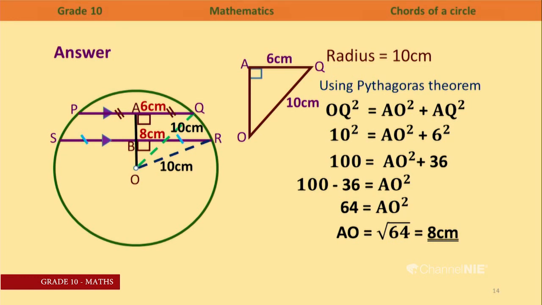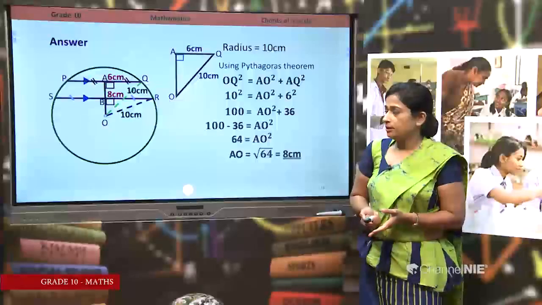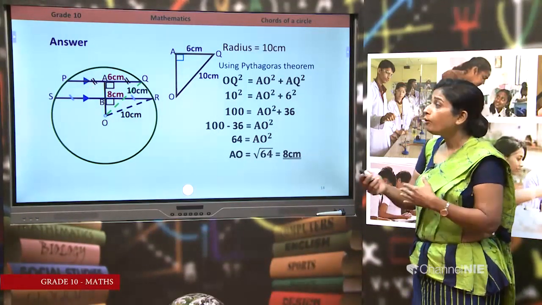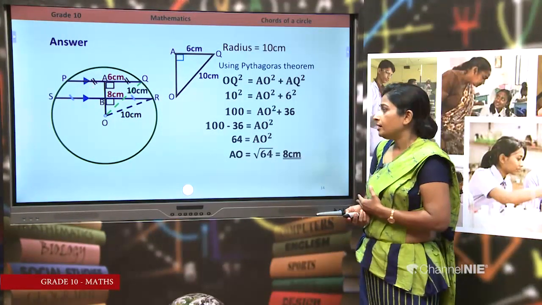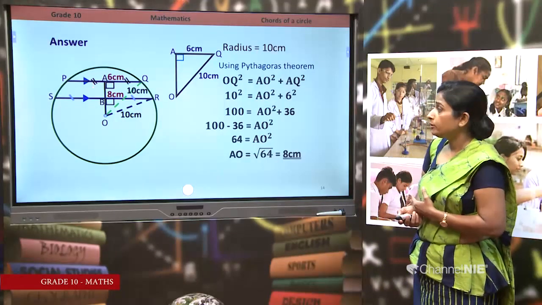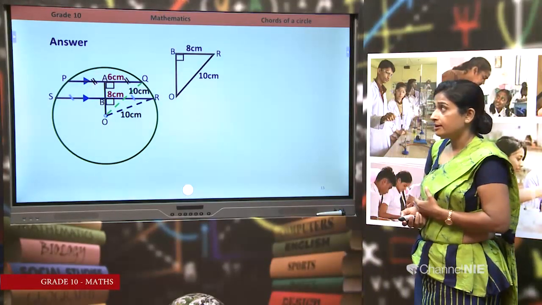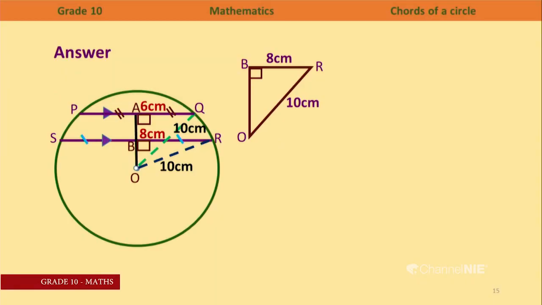But still we don't know OB. If you know OB and OA both, we can find AB. Now I am trying to find the OB length. How do we find the OB length? Here also we have to use a right angle triangle. We can consider the right angle triangle OBR.